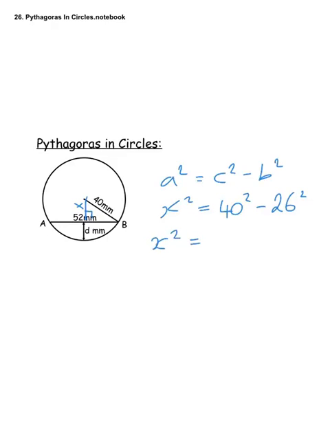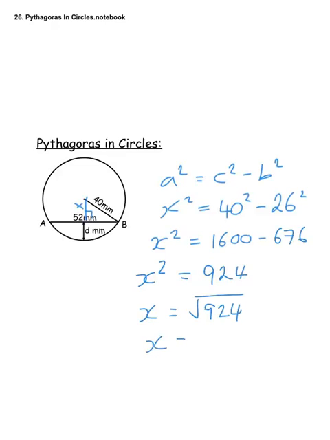Next line of working, we need to figure out what 40 squared and 26 squared is. 40 squared is 1600. 26 squared is 676. If we do a quick subtraction, x squared is equal to 924, and x is going to be the square root of 924. X is equal to 30.4 millimeters. That's not our final answer.